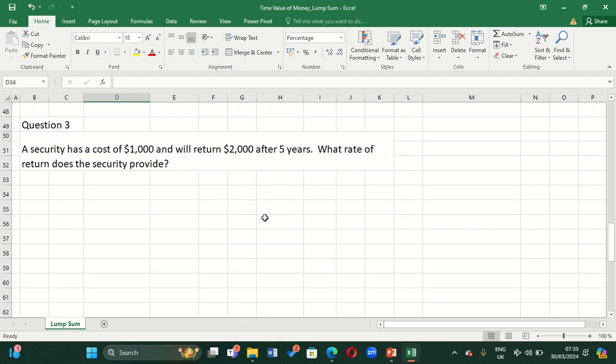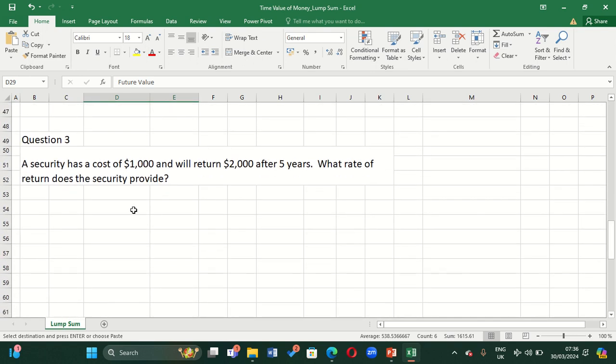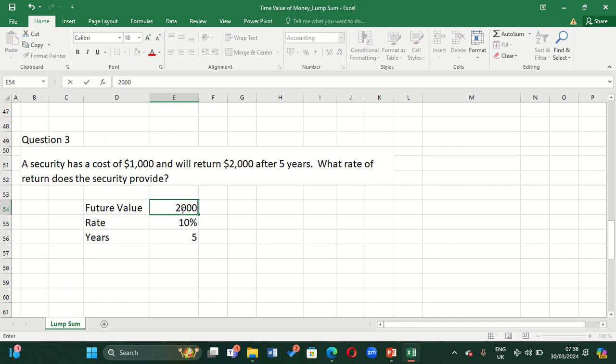Then we also have another question. In question 3, the security costs 1000 and will return 2000 after 5 years. What rate of return does the security provide? That's the rate now. In this case we are looking for it. So I can copy this. We have the future value, which in this case is 2000. Then rate, we don't have the rate, we are looking for it. So the present value in this case is 1000.